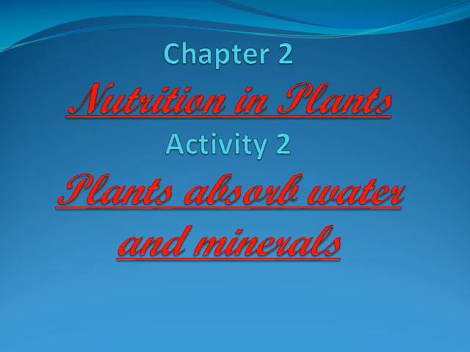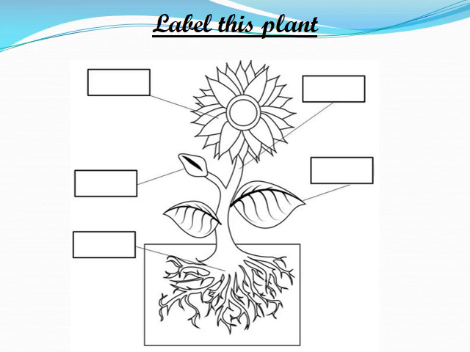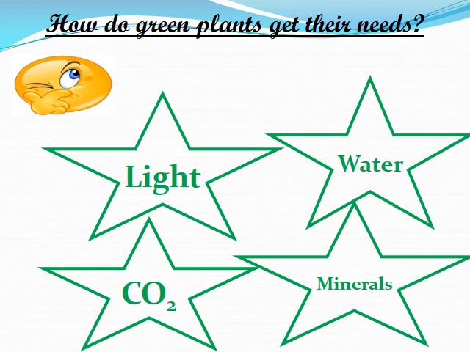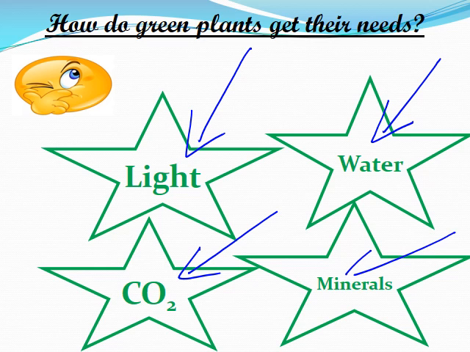Moving to chapter 2, the nutrition. Plants absorb water and minerals. Label this plant: we know that this is the leaf, this is the stem, this is the buds, this is the roots. What do green plants need? We said they need light, water, CO2, and minerals.